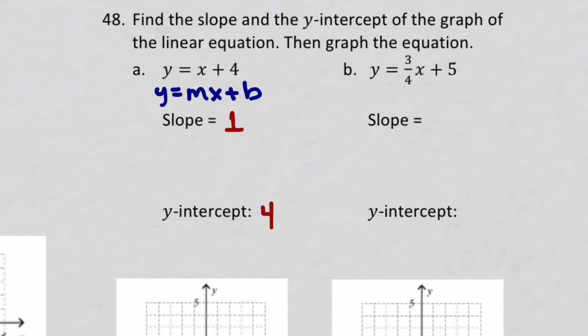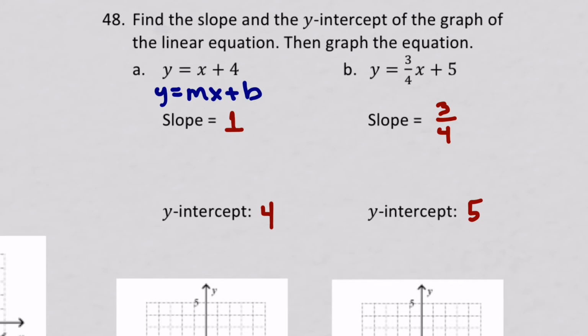Okay, go ahead and do part B on your own, using the exact same strategy. Pause the video, do it on your own, come back and check your answer. Okay, so here's the correct answer for part B. The slope is 3 over 4. Yes, as a fraction, that is the number in front of the x, the coefficient. And the y-intercept b is 5.